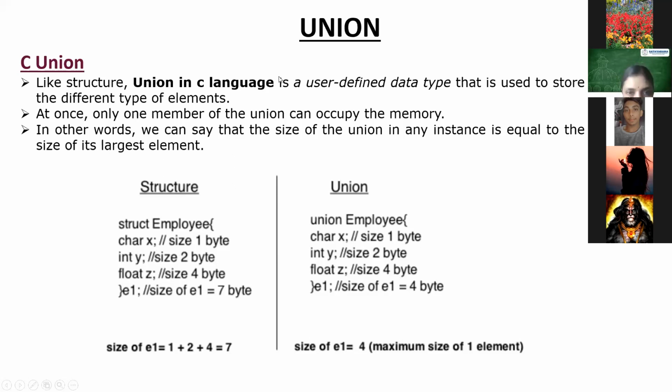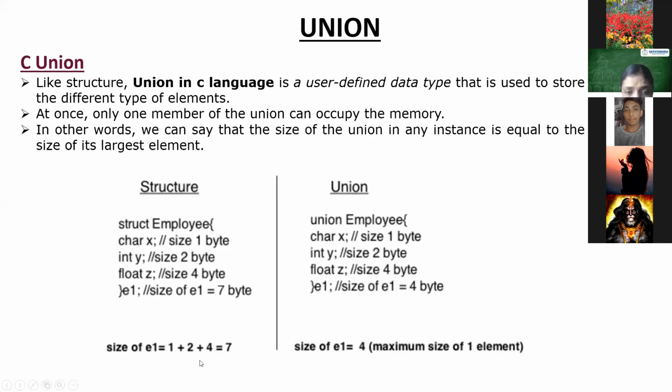So in case of union, you can define the data type, right? Similarly, how we are handling structures, we can handle the union also. The thing is that how it occupies the memory is going to differ. At once, only one member can occupy that memory. So the size of the union in any instance is equal to the size of its largest element. This is a very important difference.